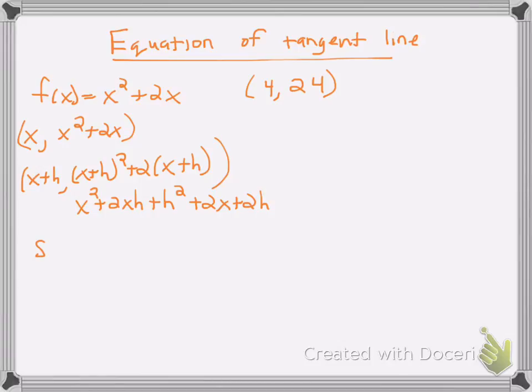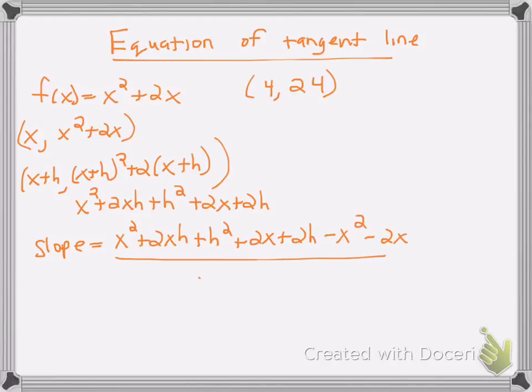This is where you need to find your slope. Right? Now remember, slope is change in y over change in x. So take your new y value, your new output, which is the x squared plus 2xh and all that stuff. Subtract your original output. Subtract x squared and that 2x. Right, and divide that by the change in your x's. So take your new x, which is x plus h and minus x.